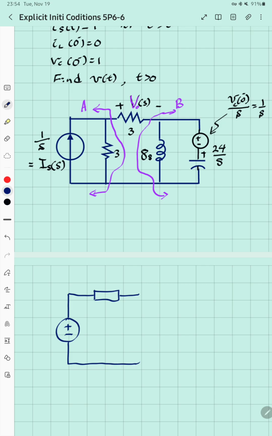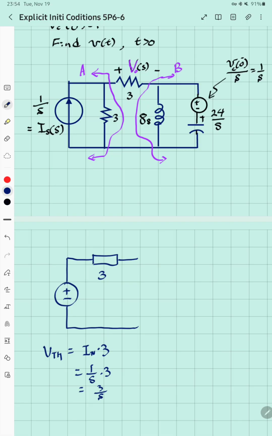That will still be 3 ohm, but V Thevenin is I, the source, and I was 1 over S. So V Thevenin will be 3 over S. So you have 3 over S here.